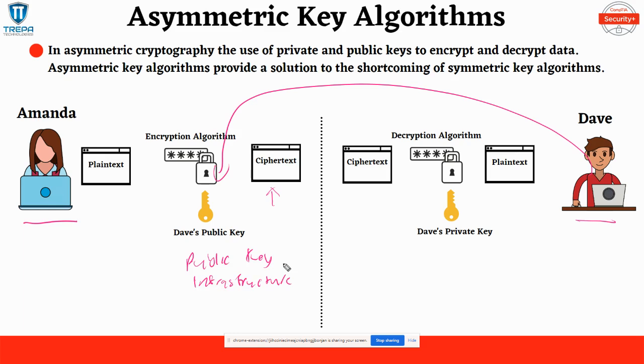So again, to go through the flow again, in asymmetric key algorithms, our sender is going to use our receiver's public key to encrypt, and then the receiver is going to use his or her own private key to decrypt.